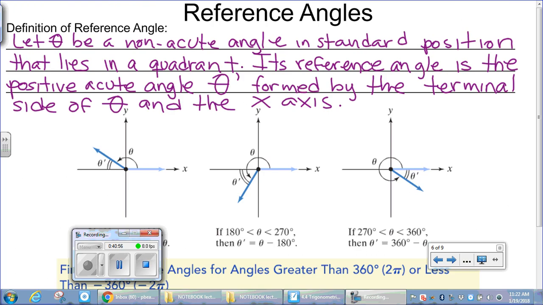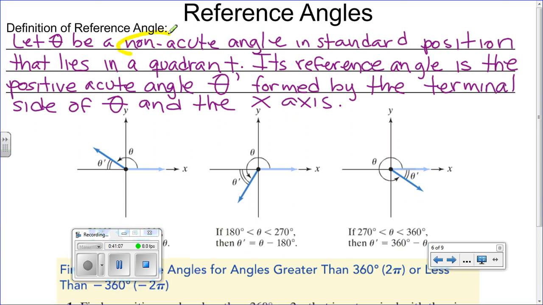So let's continue here with reference angles. Please copy the definition. I'm going to explain it. First of all, we have an angle that is non-acute. So what does that mean? It could be anything but acute. This one here is obtuse, right? And then we have one that is more than 180, and one here that is more than 270. So all those three are examples of a non-acute angle. Are we okay with that part?